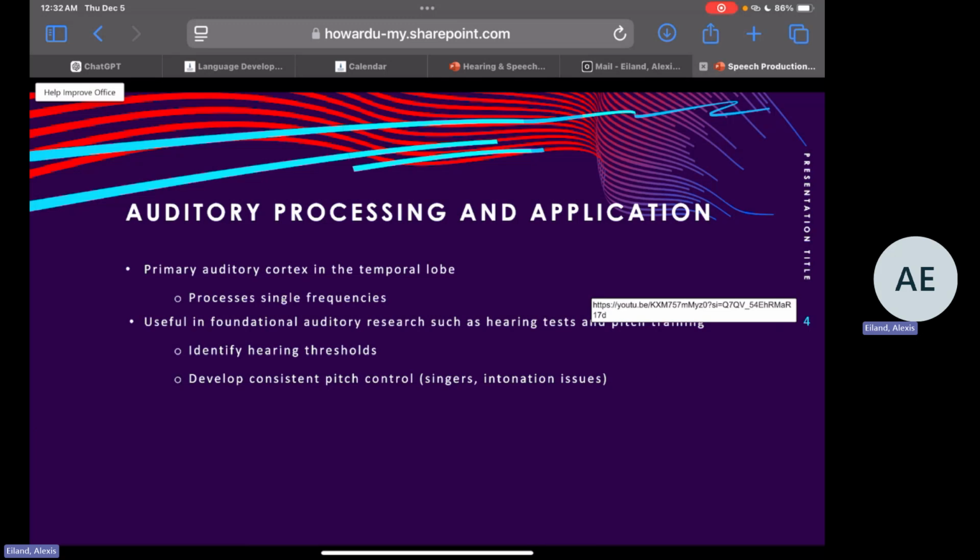These pure tones are essential for hearing assessments through audiometry and also are valuable in aiding individuals refine their intonation and voice control.